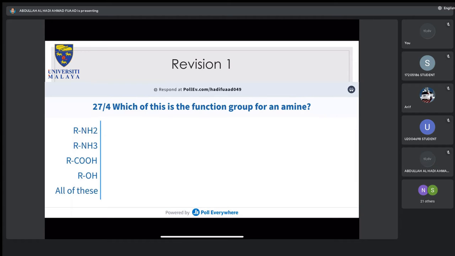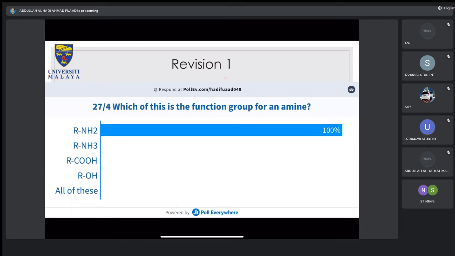Which of these is the functional group for an amine? NH2, NH3, RCOH, ROH, all of these. Just a quick one since we already lost a lot of time.